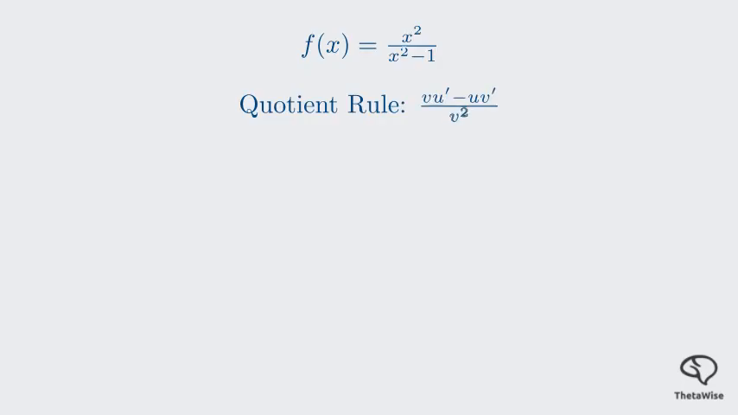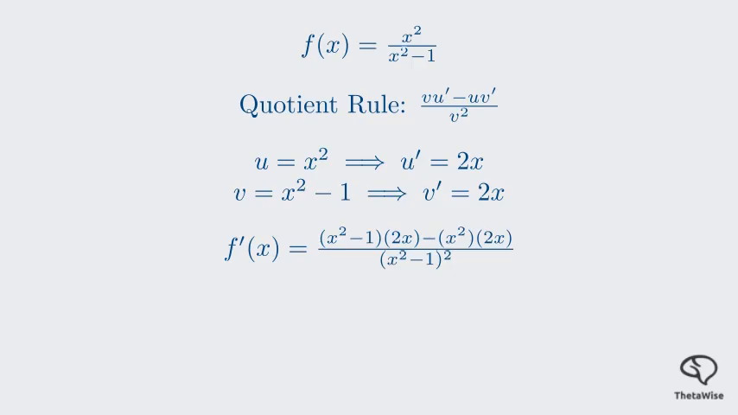Now for the second step of our second example, finding the first derivative of f of x equals x squared over x squared minus 1. We use the quotient rule, which states that the derivative of u over v is v times u prime minus u times v prime all over v squared. Here, u is x squared, so u prime is 2x. And v is x squared minus 1, so v prime is 2x.